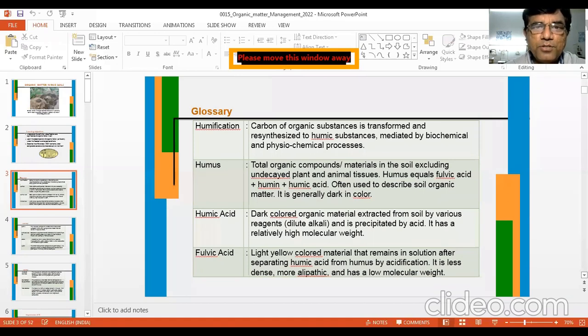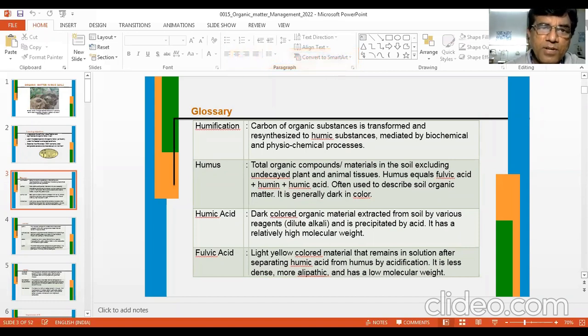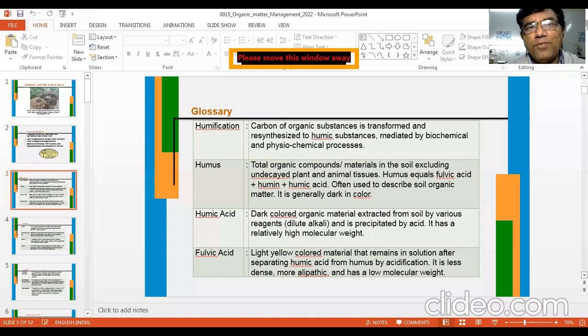So mediated by biochemical and physicochemical processes. Physical means influenced by temperature, water, or some other physical parameters. So physicochemical processes, that is your humification. Simply, conversion of organic material into humus is your humification. Then humus, that is the result of humification. Humification means the result of humification is your humus.